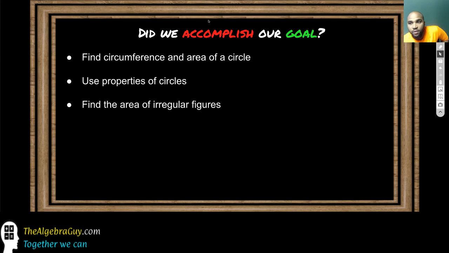All right, and that does it for us today. Finding circumference and area of a circle. We used the properties of circles, and we found the area of irregular figures.